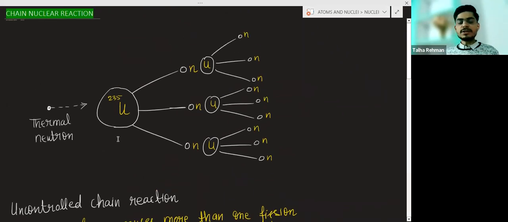Uncontrolled chain reaction means that due to one fission, more than one fission will take place, as in this case. Here is one fission. Due to this fission, 3 fissions are taking place. Due to these 3 fissions, 9 fissions are taking place. And due to these 9 fissions, 27 fissions will take place. So basically, this is a geometric progression: 1, 3, 9, 27, 81.